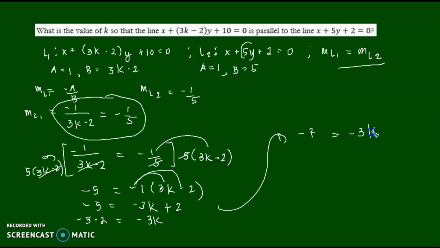Since we're looking for the value of k, divide both sides by negative 3. Cancel here. Dividing a negative number over a negative number is positive. Therefore, the value of k is 7 over 3.